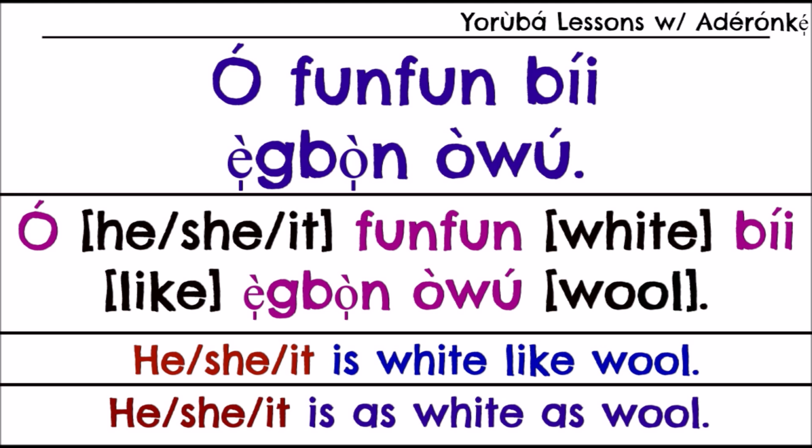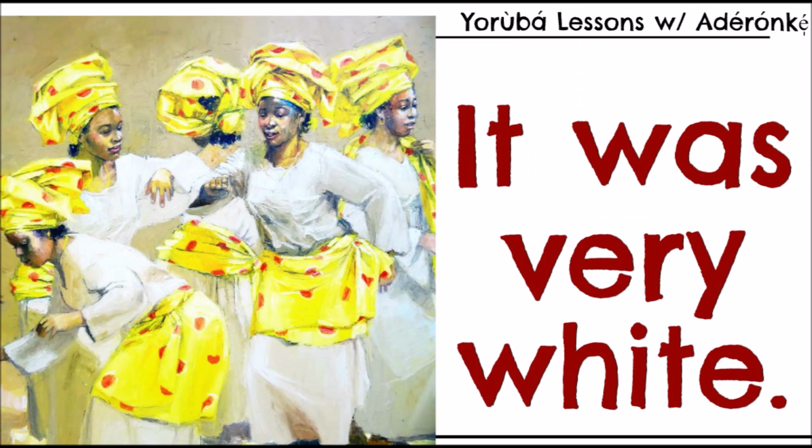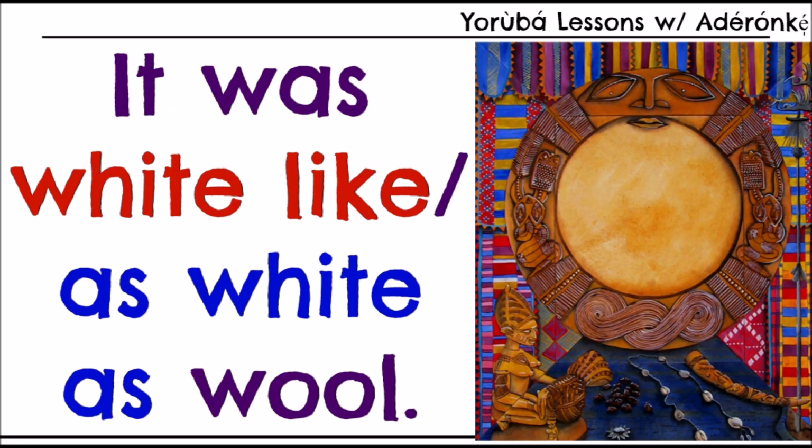O, she or it is white like wool, or you can say it a different way and say o, she or it is as white as wool. So if someone asks how white was it, it was very white, it was white like wool. And it, he or she is what the pronoun is. So you can literally be talking about a person or a thing. It was very white. It was white like wool. It was as white as wool.